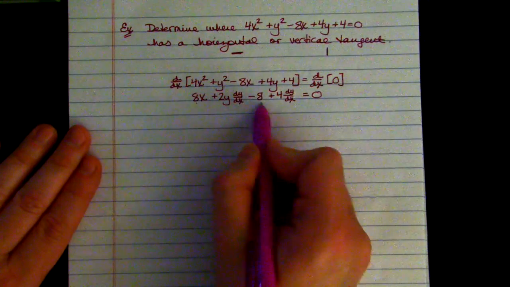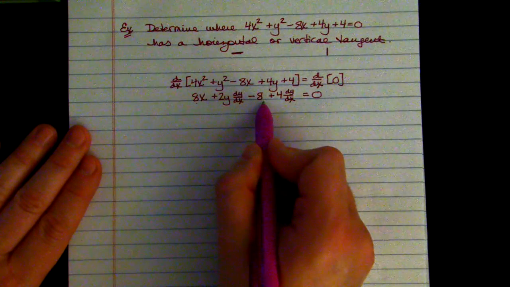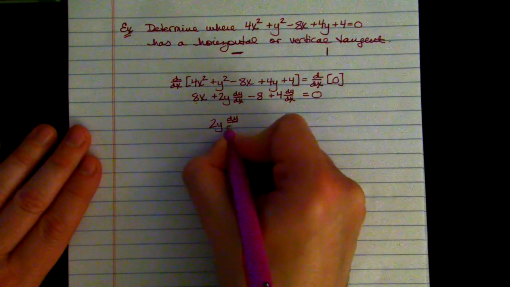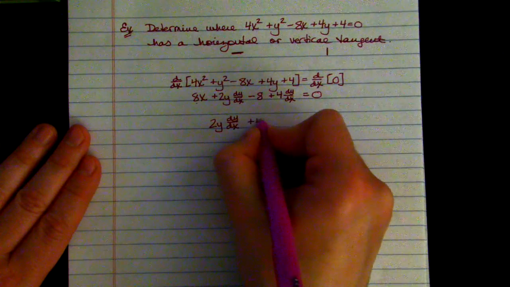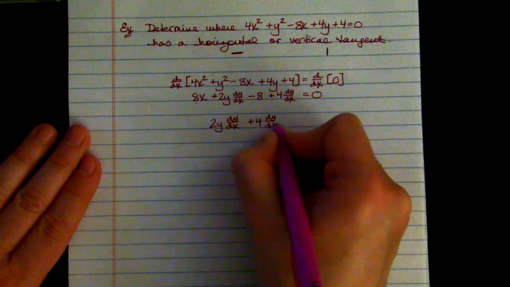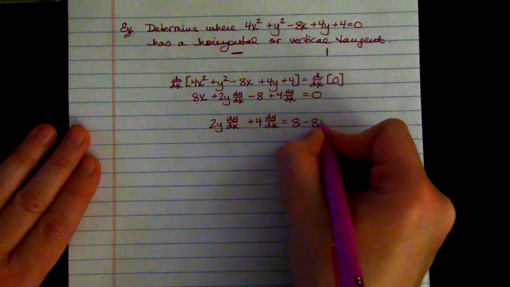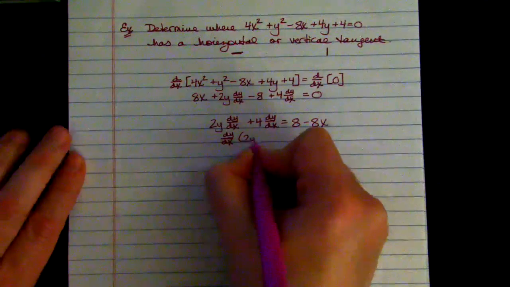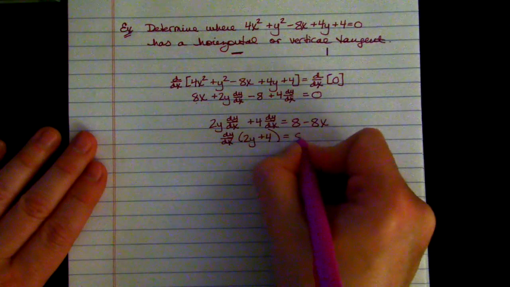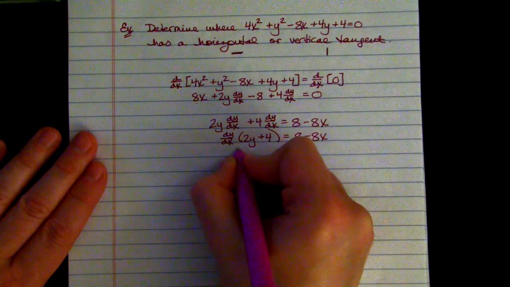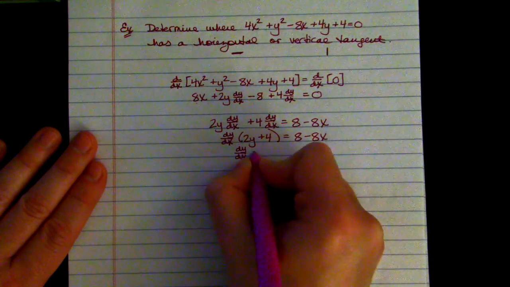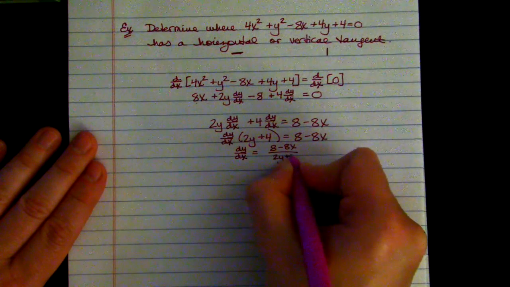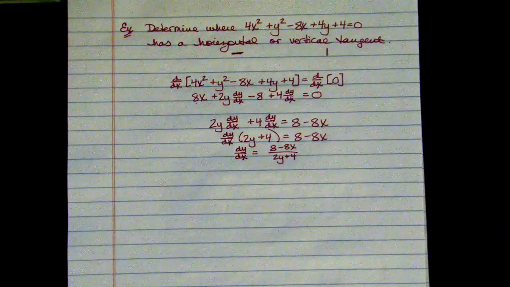I'll move my terms without a dy/dx to the right just because the dy/dx terms are both positive, and I kind of like positive numbers over negative numbers. 2y dy/dx plus 4 dy/dx equals 8 minus 8x. I'm going to factor out my dy/dx, and I'm going to get dy/dx equals 8 minus 8x over 2y plus 4 is my derivative.